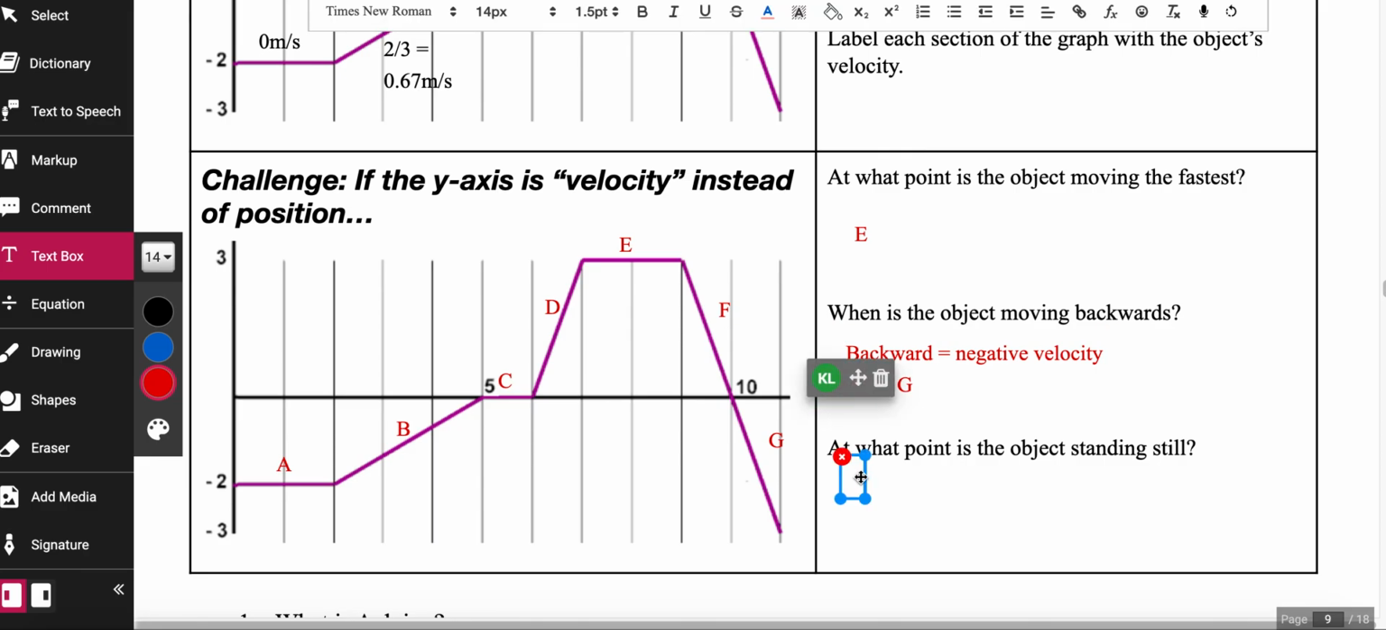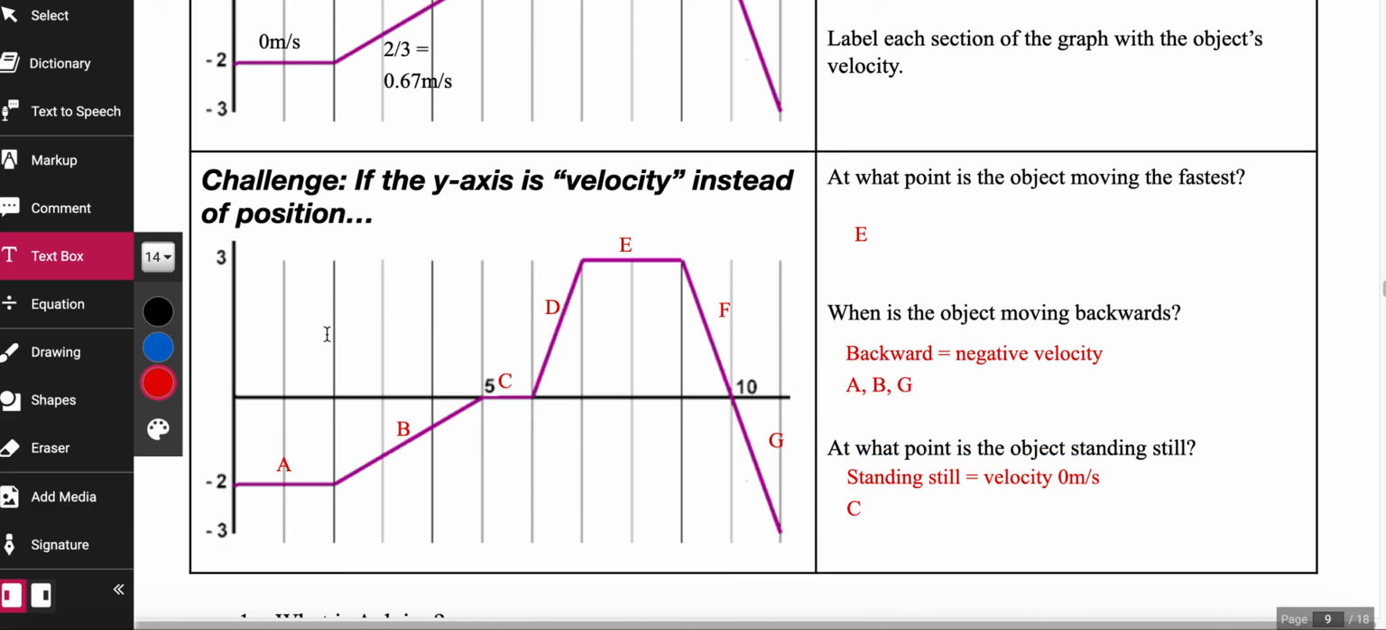Okay, so when is the object standing still? So standing still equals velocity of 0 meters per second. And again, our y-axis is telling us velocity. So 0 meters per second is right here, where our x-axis and y-axis intersect. So where are we on our x-axis? Here, at C. Okay, again, we're going to talk more about this later in the week.